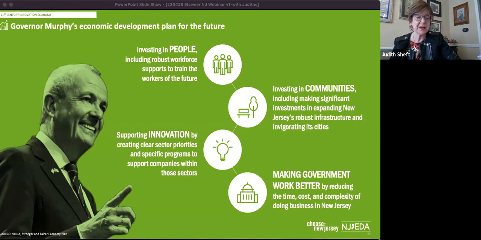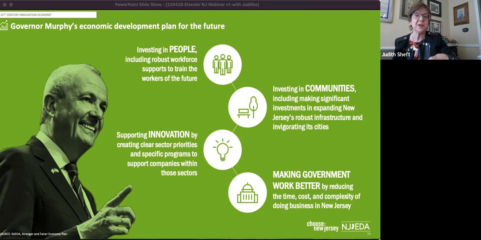So the economic plan for New Jersey has these four pillars of people, communities, innovation, and government. And these elements work together synergistically to create a stronger and fairer New Jersey for all citizens. And diversity, equity, and inclusion is really an important underpinning of everything that we do.